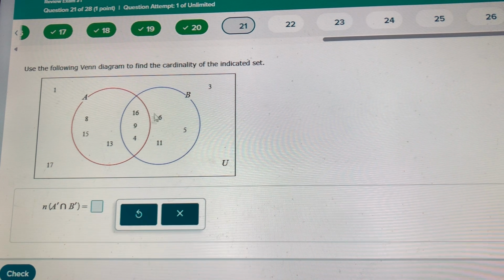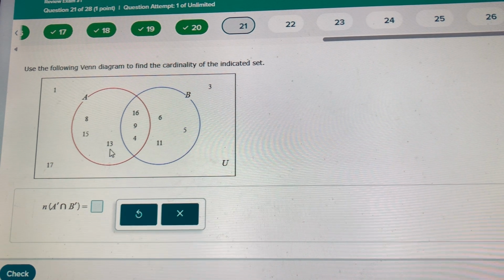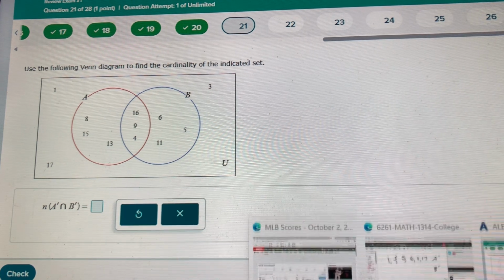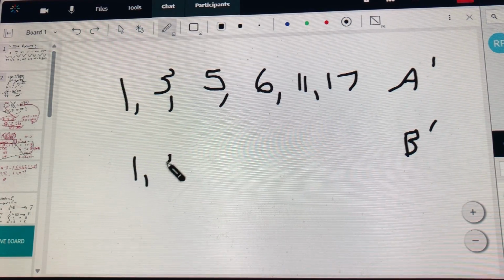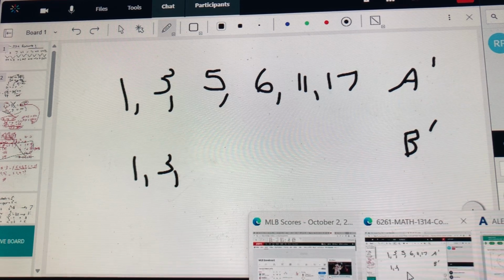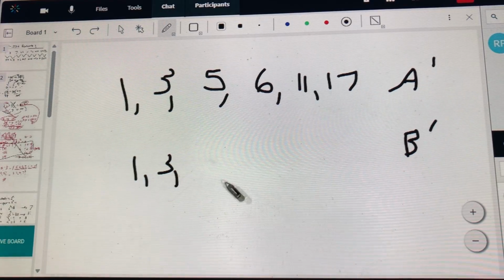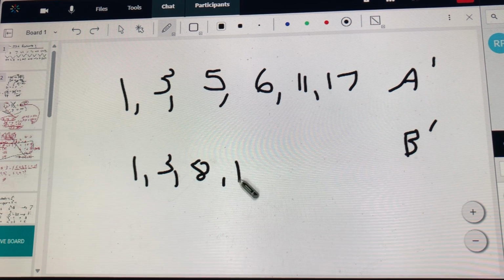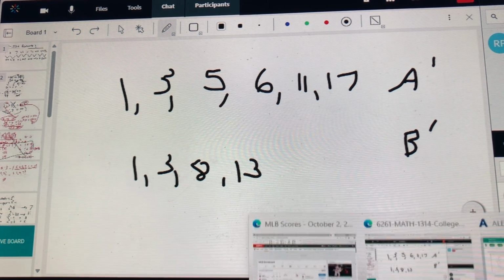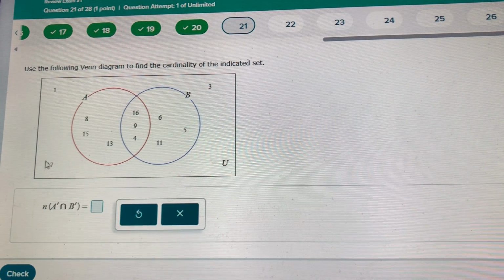If you covered all these up with your hand, you would still see this 3. You would see the 17 and the 1, plus the 8, the 15, and the 13. So in order, it'd be 1 and 3. 1 and 3. 8 and 13. 15 and 17.